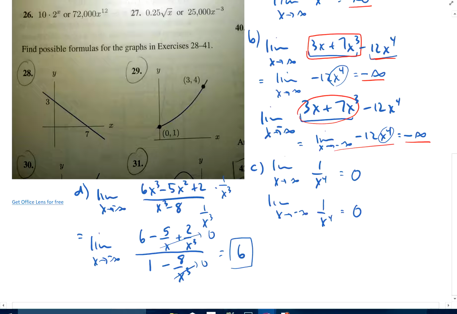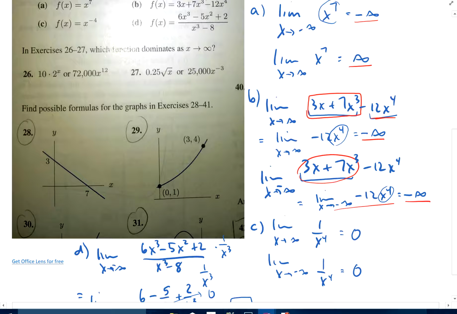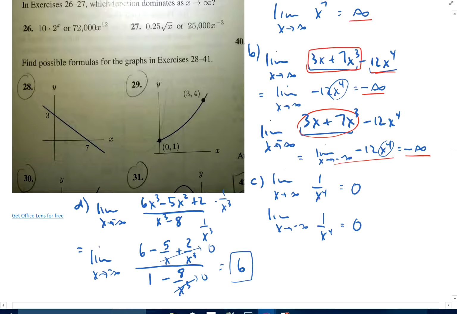X to the negative 4th, oops, right up here, is 1 over x to the 4th. So as x gets huge, 1 over a huge number is 0. Gets closer and closer to 0, the limit 0. Same thing here. Negative infinity to the 4th is a huge positive number. 1 over a huge positive number, as it gets bigger and bigger and bigger, it gets closer and closer to 0.